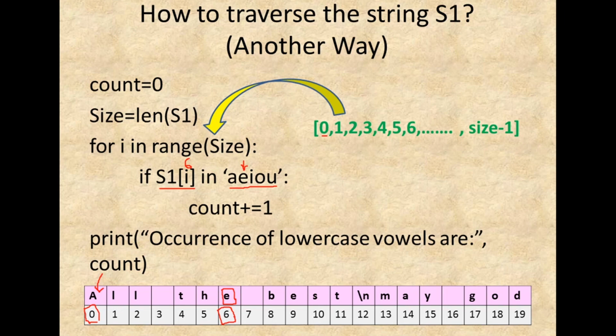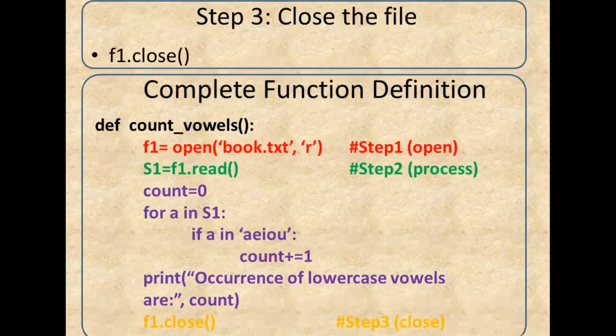So finally, we have been able to find out the count of lowercase vowels. But then, what is the complete function? The complete function will not be done until and unless we close the file. It is the responsibility of the programmer to close the file. But if you forget to close, some kind of corruption can happen in your file. So it is always advisable that whenever you open a file, you always close it properly before ending the function.